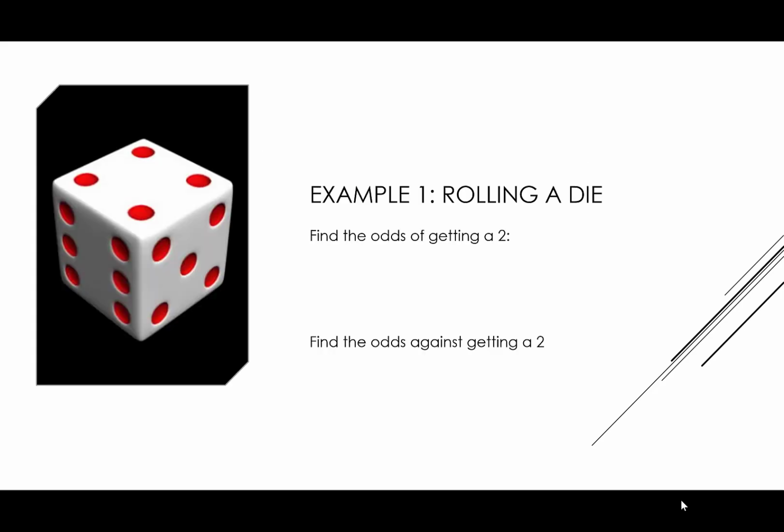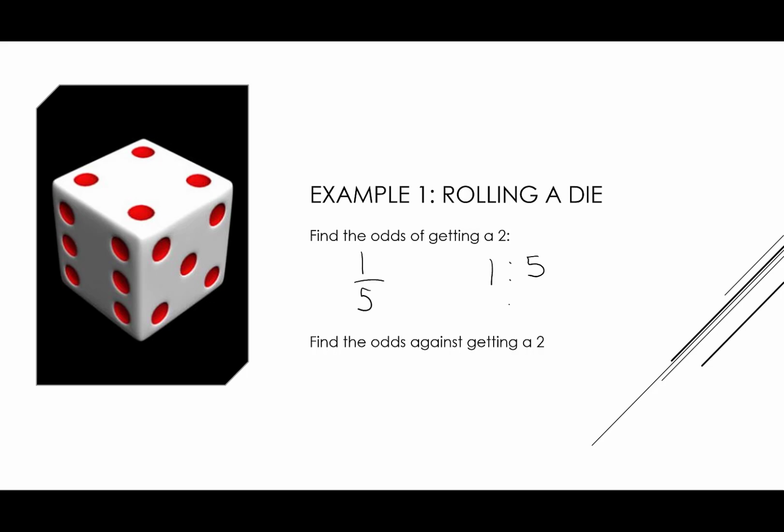So let's start with something like rolling a die. Let's find the odds of getting a 2. So what we're thinking is, how many ways can we get a 2? There's one way to get a 2. How many ways could we not get a 2? That would be 5. So the odds would be 1 to 5. You could also write that as 1 colon 5.